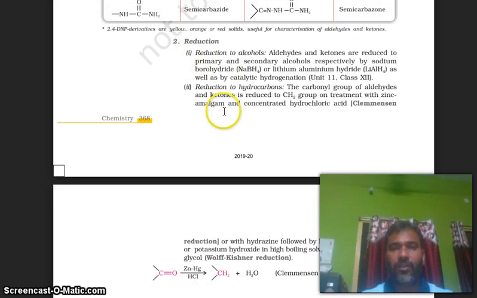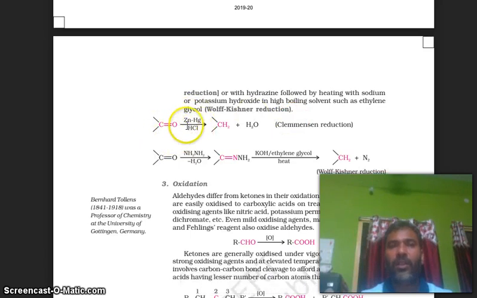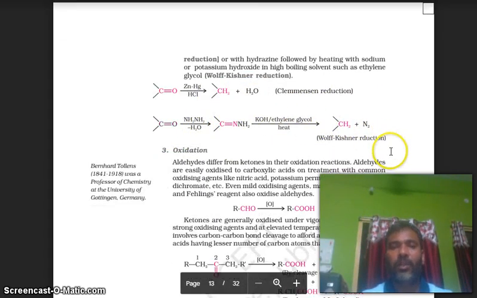Now reductions. Reduction to alcohol, reduction to hydrocarbons, you already know. This is the Clemmensen reduction of CO in the presence of zinc amalgam and HCl. You will get this alkane. And with hydrazine, this is the Wolff-Kishner reduction. Both compounds give the alkane, here water is removed, here N2 gas.